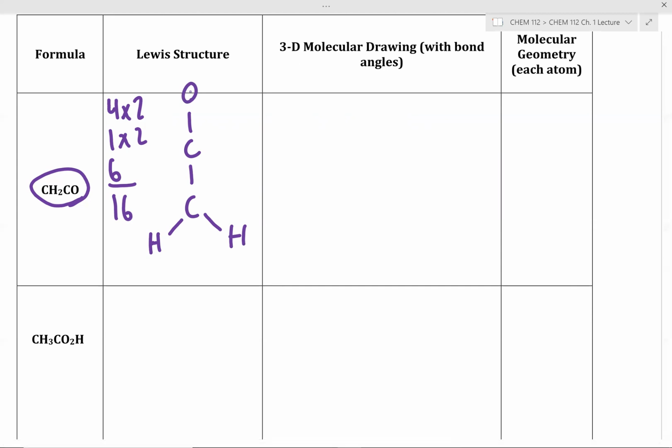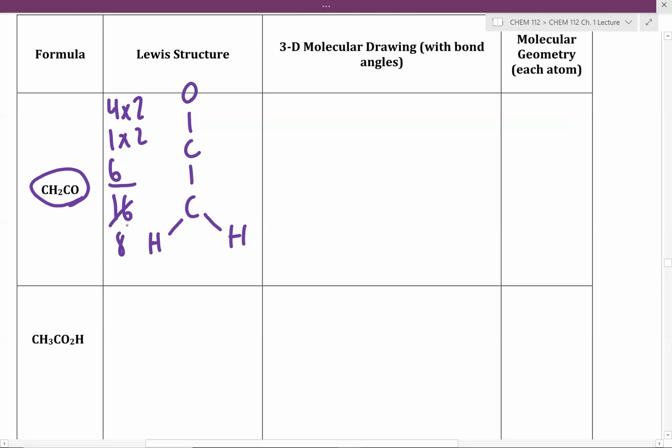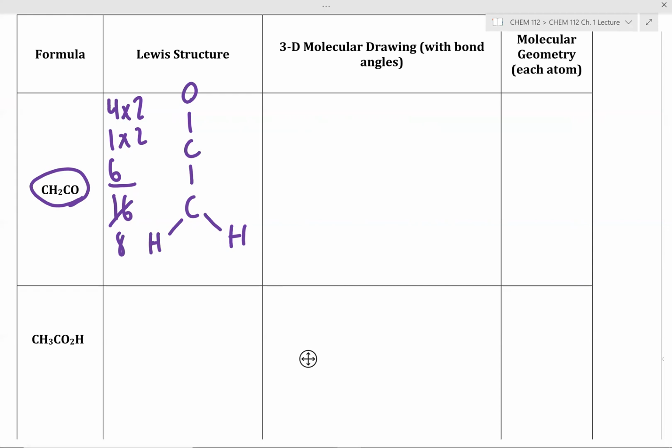We're not quite done yet. So let's now subtract our bonding electrons, 2, 4, 6, 8. So we've used up 8 electrons. We have 8 electrons remaining. Now, if we want to complete the octet of all atoms involved, where do we put our lone pairs? If this middle carbon is central, we're going to start with oxygen. So oxygen needs how many? 6. Yep. 2, 4, 6.